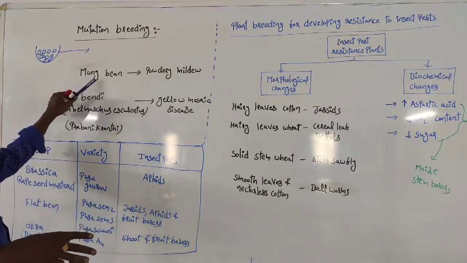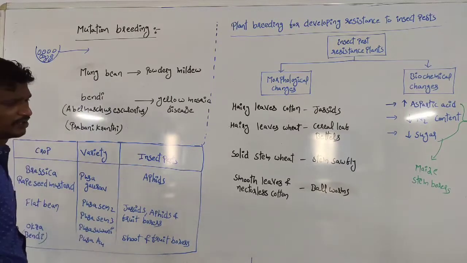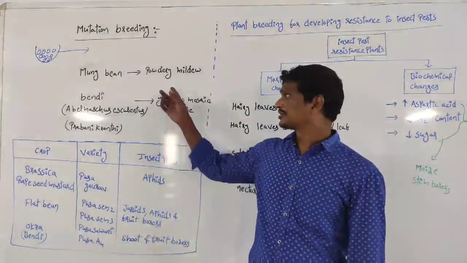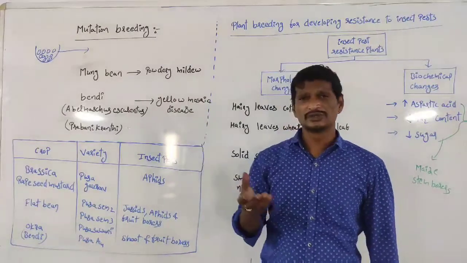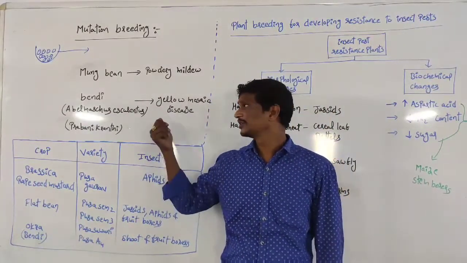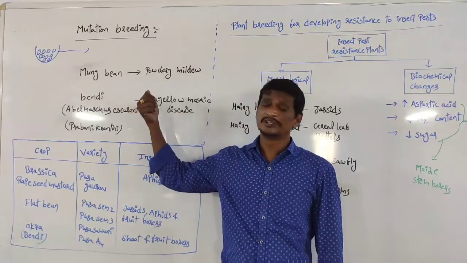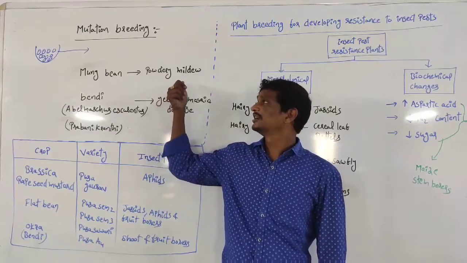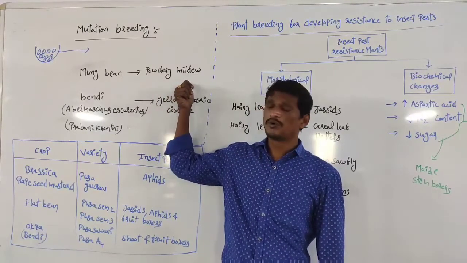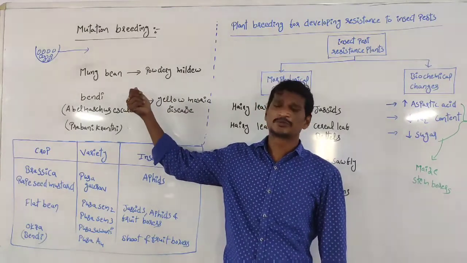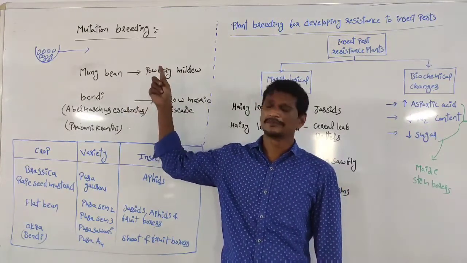See, one of the best examples is mung bean. Mung bean has disease resistance to powdery mildew. We know the moong dal packets we are eating sometimes, right? That is nothing but prepared using moong bean. The moong bean plant having resistance to powdery mildew, that variety is produced by mutation breeding.